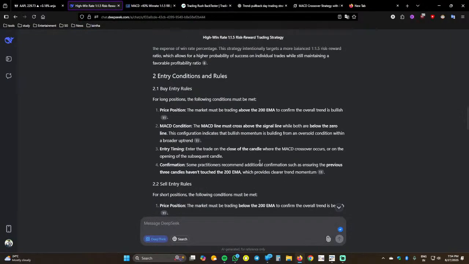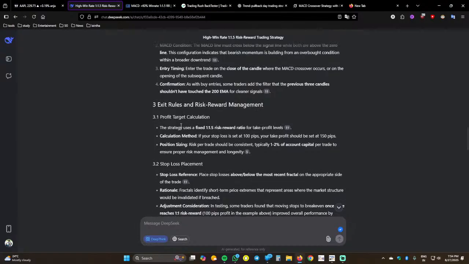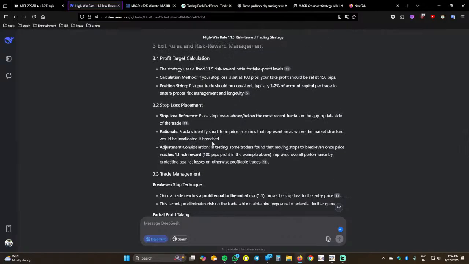So where's DeepSeek? The entry conditions we've already discussed. We already know when to enter and when to exit, and we have the exit conditions. Our profit levels will be at a 1 to 1.5 risk reward ratio, and we'll move our stop losses to break even as soon as we hit 1 to 1 RR.